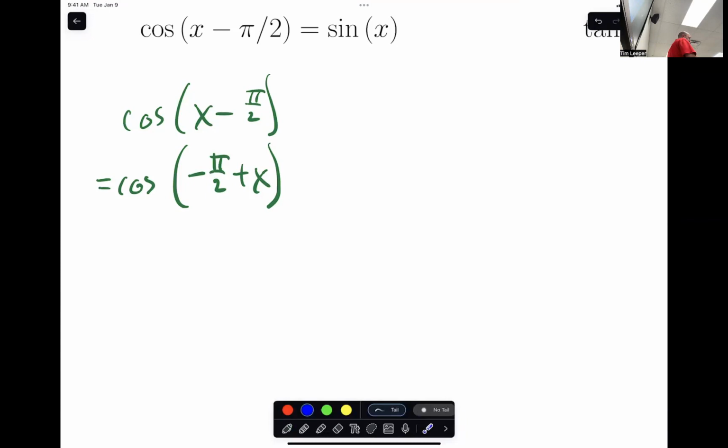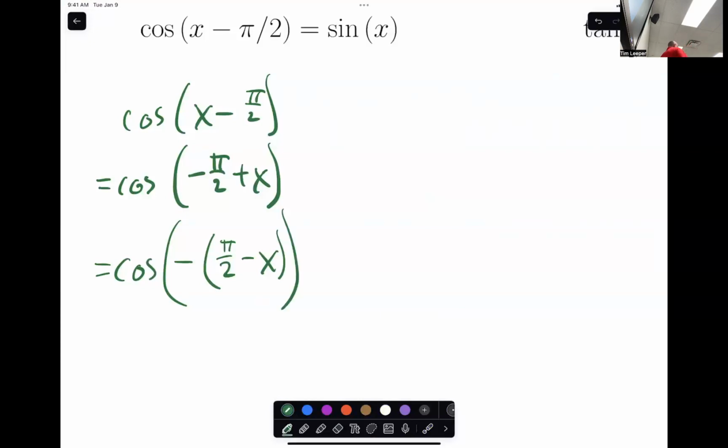Well, I don't like having this negative here. So I'm going to factor it out from the inside of the function. That's going to give me the cosine of, put that negative out front, and what am I left with there as a result? Well, just pi over 2 minus x.